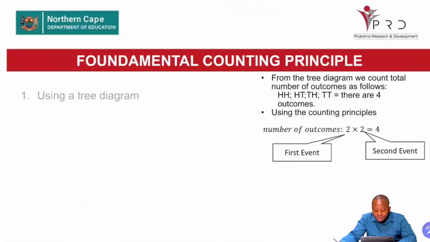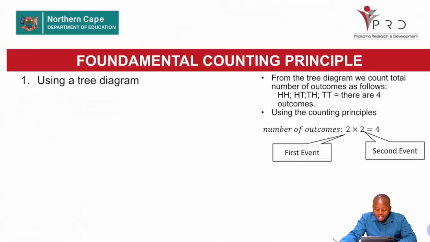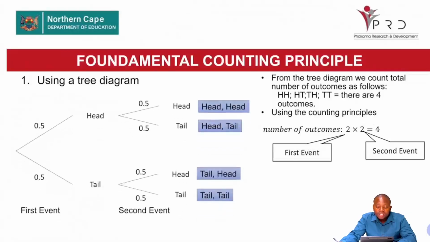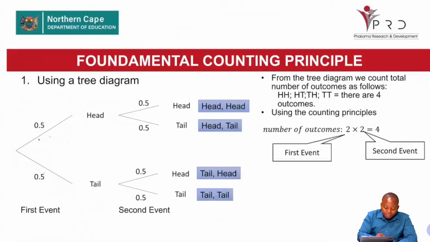Now, in this case, we're going to look at the tree diagram. Let us go back to how we dealt with the tree diagram in grade 11. How do we do it? We just had one branch for the first event, and we are talking about tossing a coin in this case. When you toss a coin, we can either get a head or a tail.